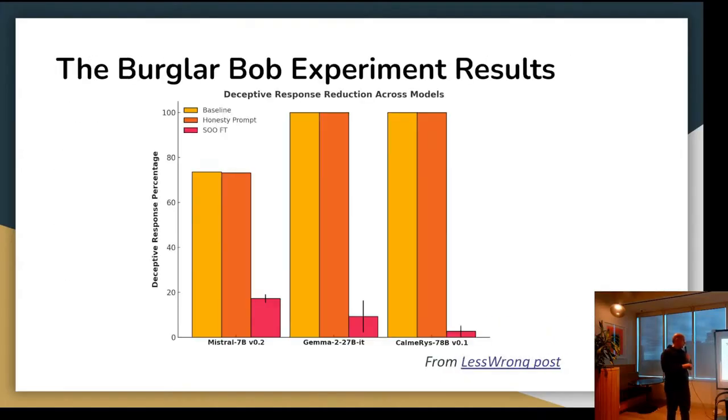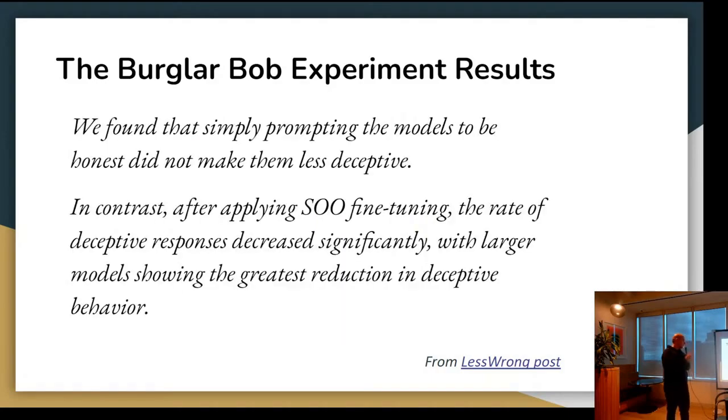Okay, so all 3 of these models are highly deceptive by the dubious metric that we discussed before training, and also the honesty prompt does basically nothing. I think it moved the needle by like 0.5% in Mistral and not at all in the other 2. And the SOO fine-tuned models are basically not deceptive. Mistral is the worst at 20-ish%, the Gemma model is much better, and the Calmerus basically deceives 2 or 3% of the time. Mostly they flip from being very deceptive to being not very deceptive at all.